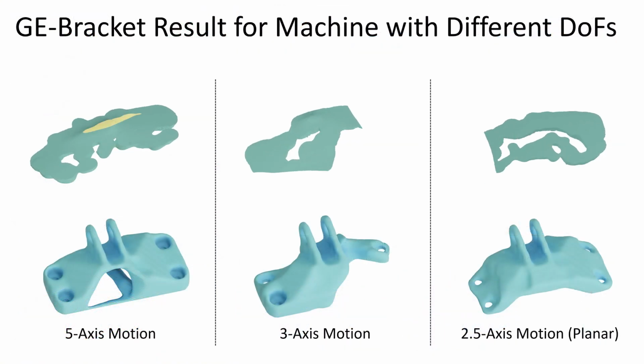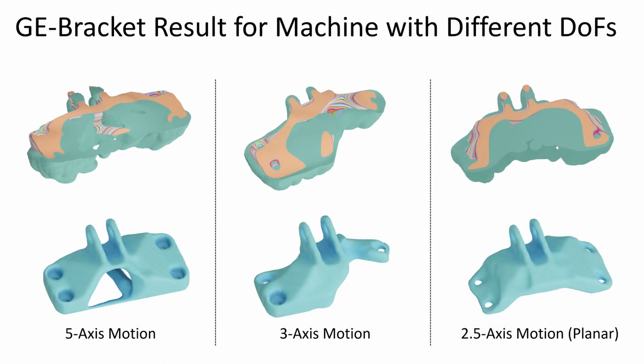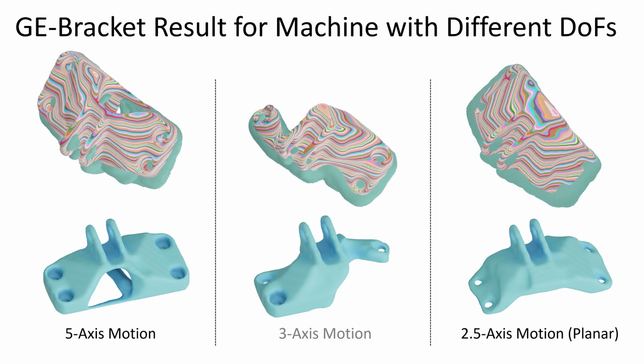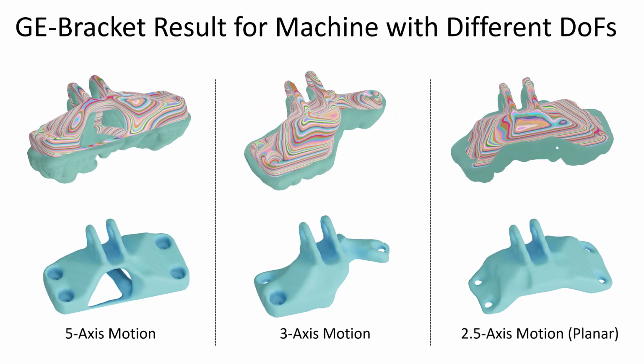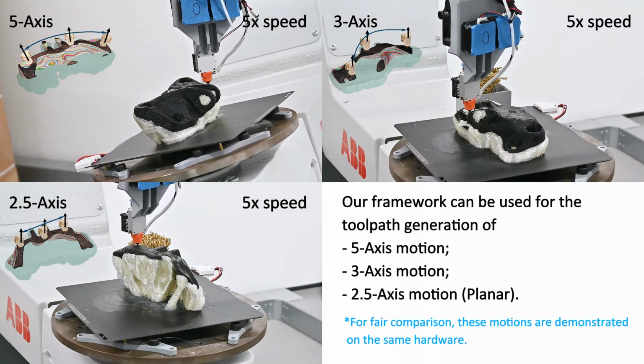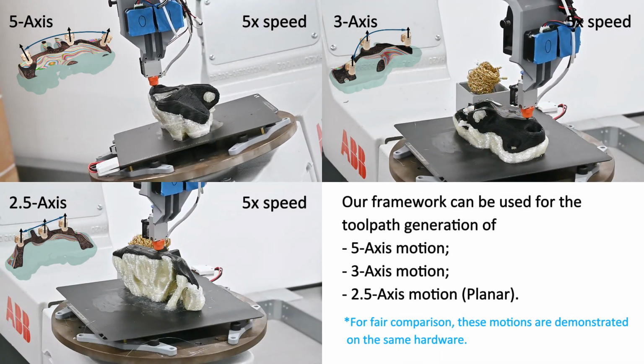Our method can incorporate manufacturing constraints for motions in different degrees of freedom, supporting 3D printers with 5-axis motion, 3-axis motion, and also planar layer-based motion. Here shows the printing process of the GE bracket model by using motions in different degrees of freedom.